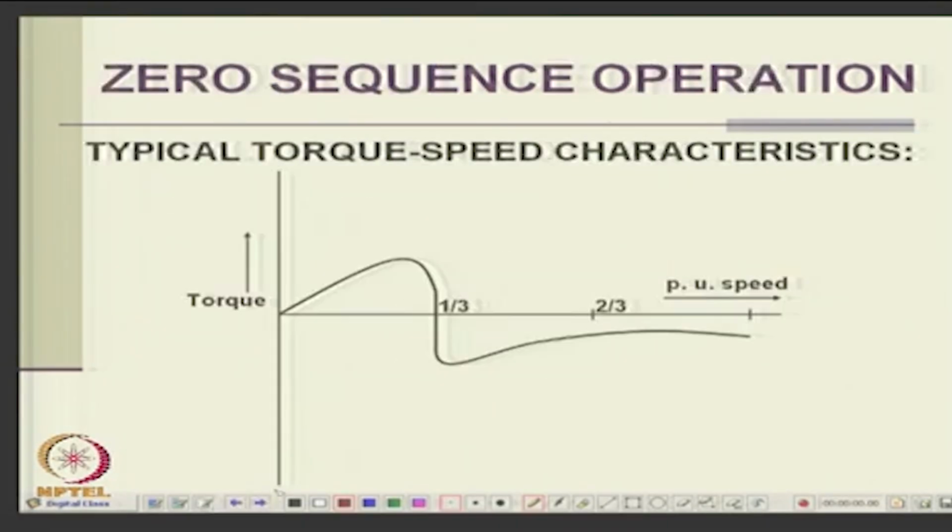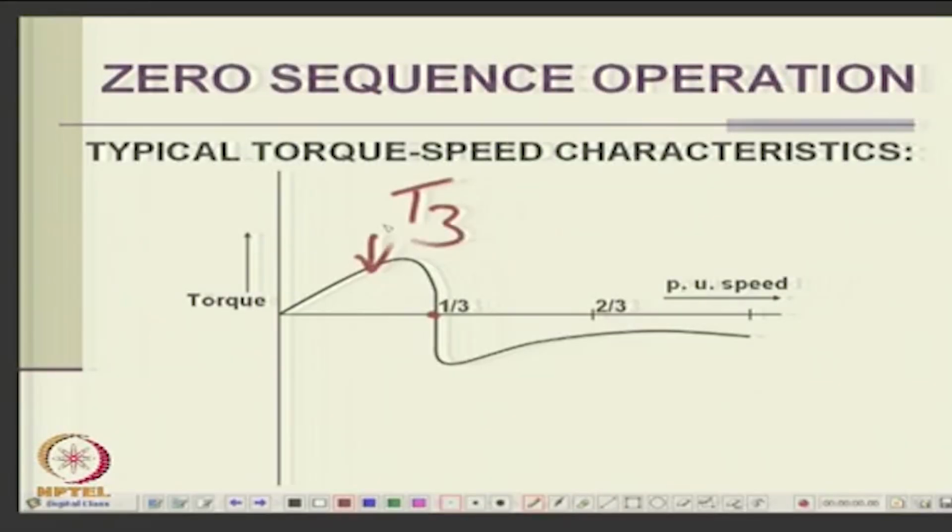So, this is the typical torque speed characteristic with zero sequence operation. This will be the torque speed characteristic, because this is 1/3 the synchronous speed, is it not. So, even if a normal 3 phase squirrel cage motor is there, if the third harmonic is present, even under a single phase it will give you the third harmonic torque. So, you can see the T3. Is it okay? Okay, we will close it here.